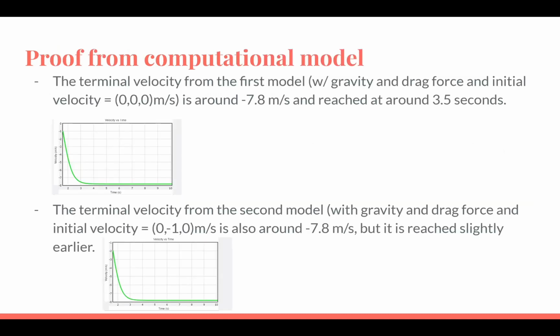And here's proof from the computational model. So these graphs basically show two test cases, one where the velocity is initially 0, one where the velocity is initially -1 meters per second. So as you can see in these graphs, both have a terminal velocity of around -7.8 meters per second. But in the first computational model, it is reached around 3.5 seconds. And in the second computational model, it's still around that range, but slightly earlier.